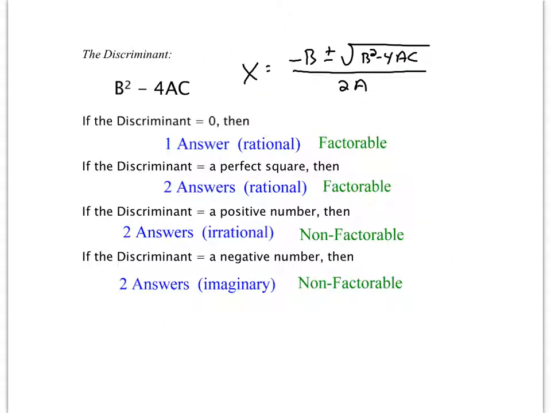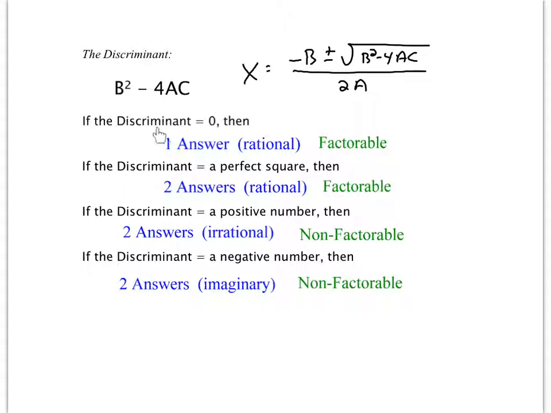Okay, a new vocabulary word for you here: the discriminant. The discriminant of a quadratic equation is the part of the formula that's inside the radical, b squared minus 4ac. So we can see right here, that's what's inside of our radical. And this gives us the nature of our roots, the nature of our solutions, the nature of what x equals.